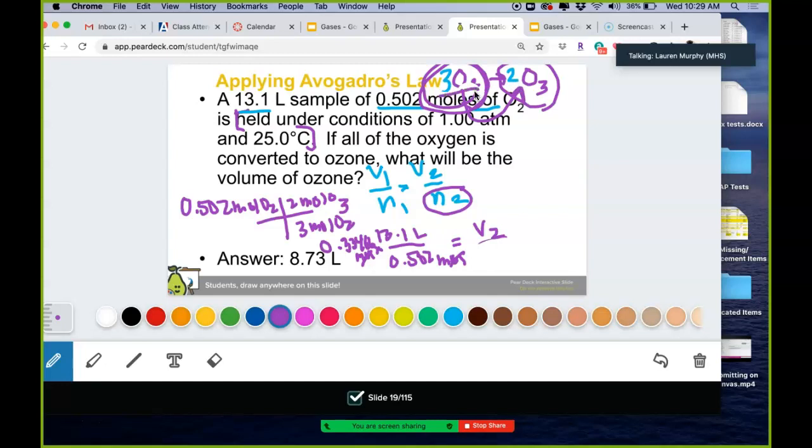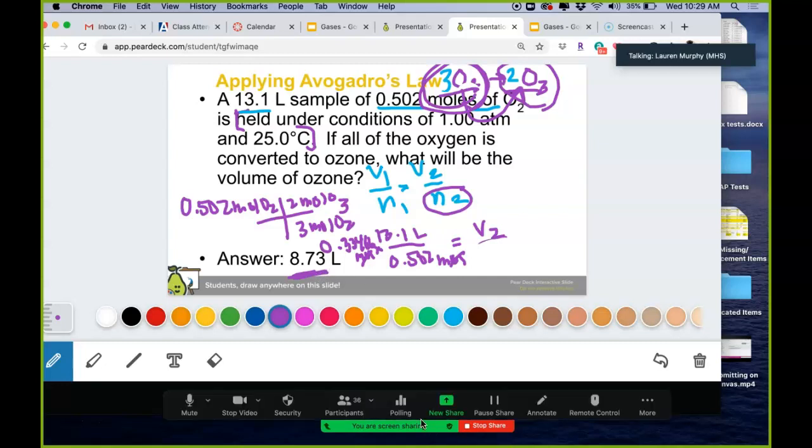This is 3 moles of gas floating around. This is 2 moles of gas floating around. So if there's less gas in the container, it's going to take up less space. That's why the volume drops. It's Avogadro's law. Questions?